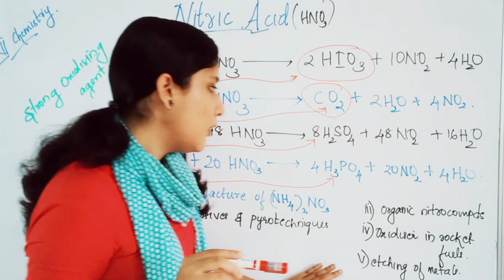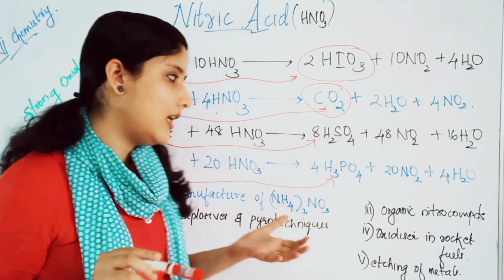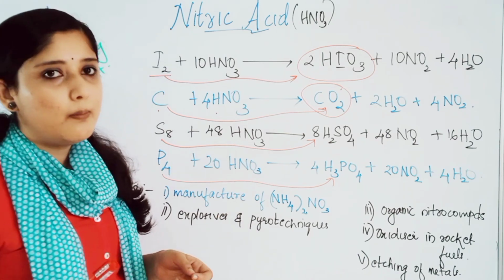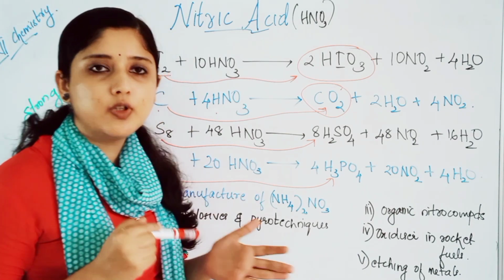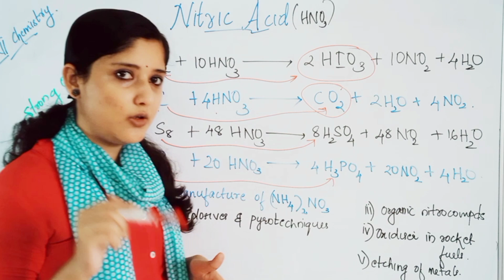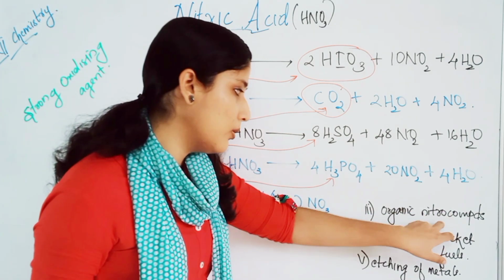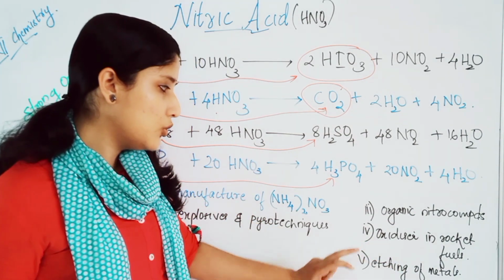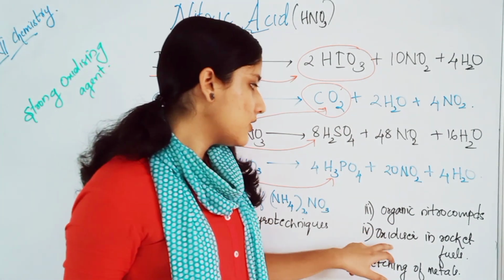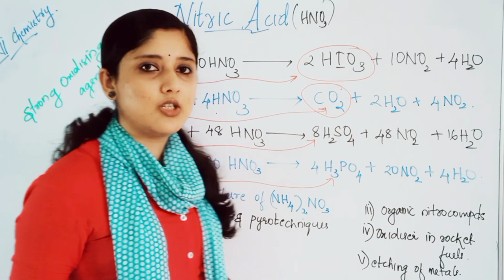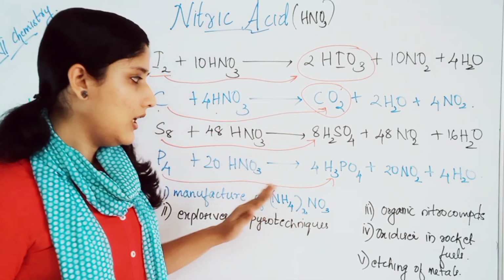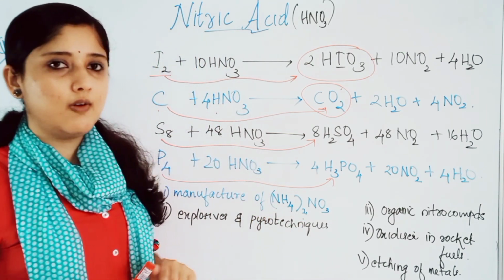Next, nitric acid is used for the preparation of organic nitro compounds, since it is a strong oxidizing agent. The other two uses are as an oxidizer in rocket fuels and for etching of metals. These are the important uses of nitric acid.